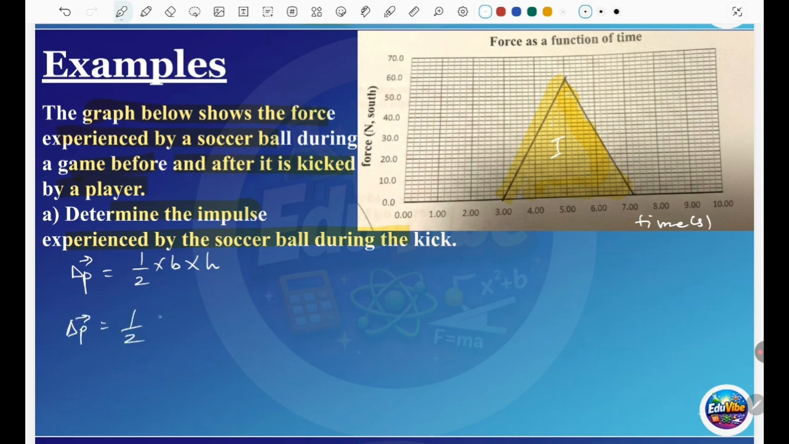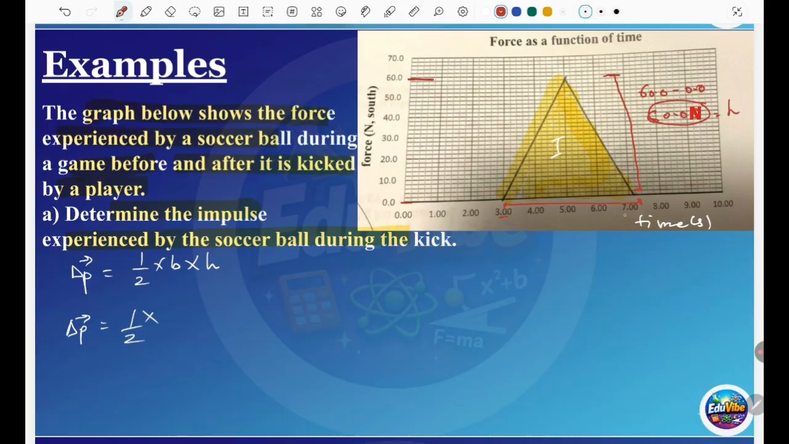So half, and you don't know the base or height, so we have to get it from this triangle. From here to here is your height, which you calculate from 60.0 to 0.0. So it's 60.0, this is your height. When you do 60.0 minus 0.0, you get 60.0 seconds. This is your height. And the base is from here to here.